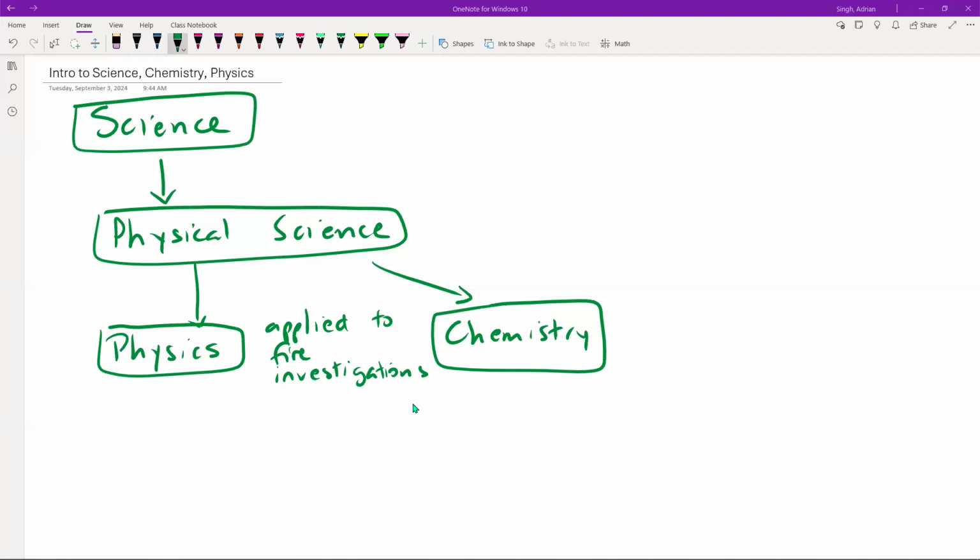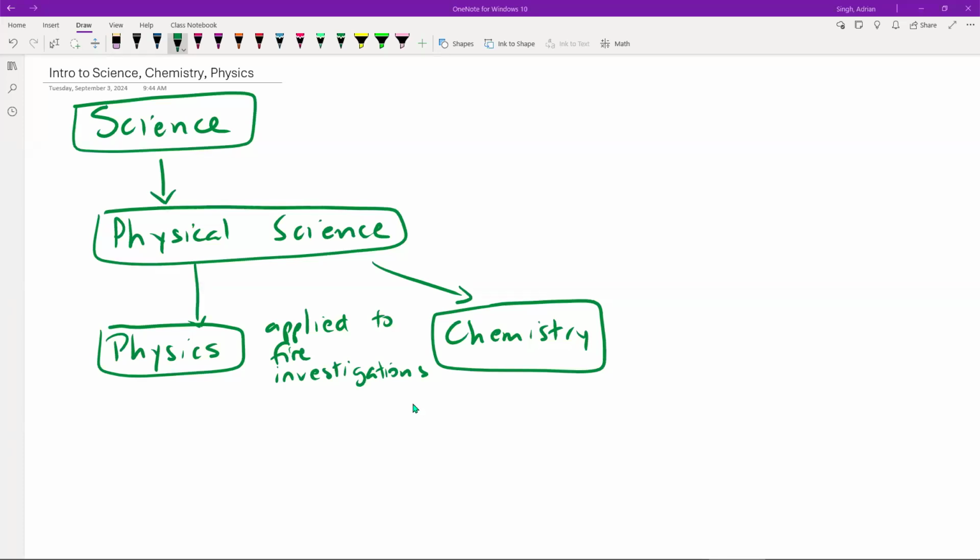fire investigation. So our course is physical science for fire investigators, and that means we're going to be studying science. So what exactly is science and where does everything else kind of fit into that? And why is it important that we do know what science is, why we need to study science when we investigate a fire, for instance.